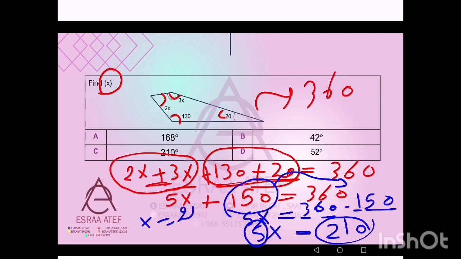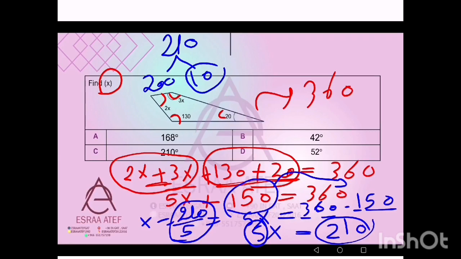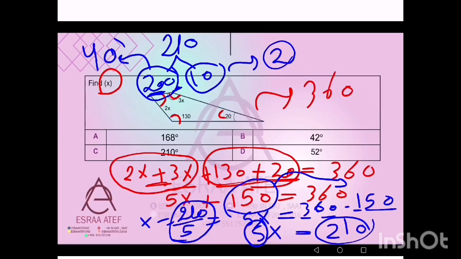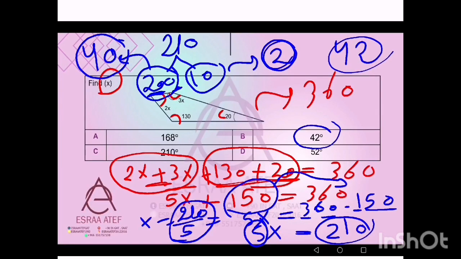So 210 divided by 5 equals, okay, how can we do it without a calculator? We have 210, which means 200 and 10. 10 divided by 5 will be 2. And 200 divided by 5, which means 20 and 0, the 0 will be the same, and 20 divided by 5 will be 4, so 40. So I have 40 and 2, which means 42. So the answer will be 42.